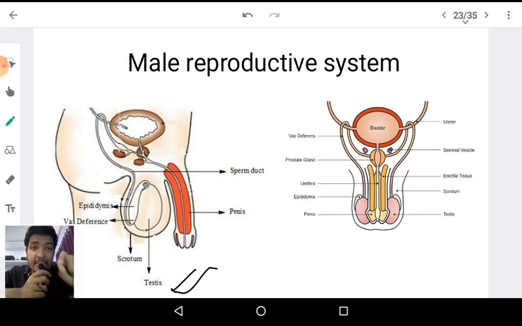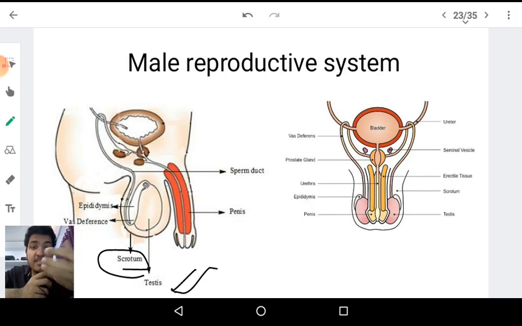Now you can see that the testis is well protected inside a sac which is known as scrotum. This scrotum is acting as a thermoregulator. How is it acting as a thermoregulator? During summers, the scrotum relaxes, thereby regulating the body heat.